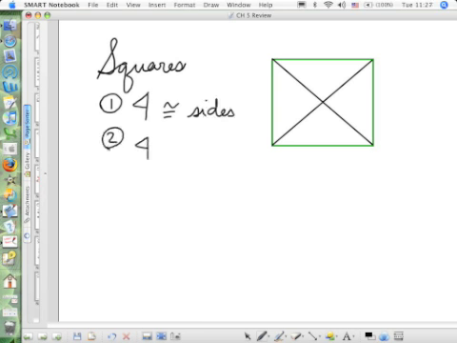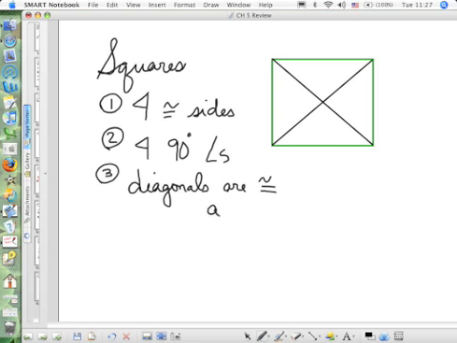4 90-degree angles. The diagonals are congruent. They are perpendicular bisectors. They bisect the angles. That's about it. Lines are parallel. Well, yeah, but it's a parallelogram. We don't have to say that.